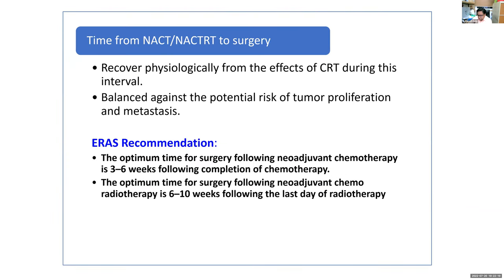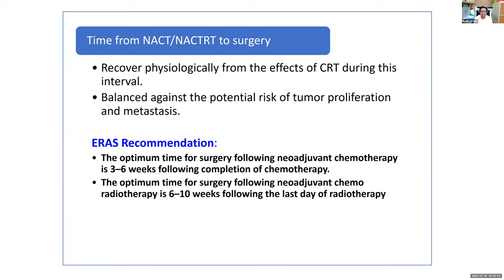Now, usually when these patients receive chemoradiotherapy, there will be some physiological changes that happen because of the side effects of chemotherapy as well as the radiotherapy. Most of the time, these heal spontaneously. We need to look for the various side effects that these patients have. And usually it takes around 4 to 6 weeks for the complete regression of the various side effects and residual symptoms of the chemotherapy and radiotherapy on the normal cells.